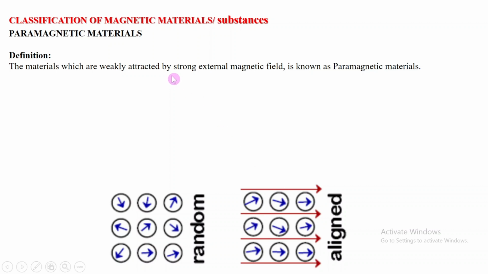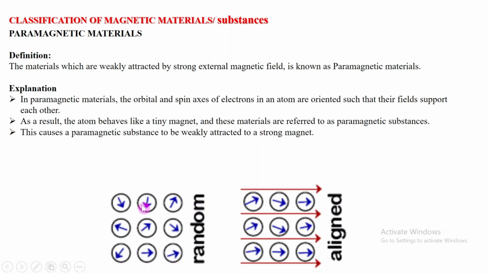Now the magnetic materials are classified into paramagnetic materials, diamagnetic materials, and ferromagnetic materials. Paramagnetic materials are those materials which are weakly attracted by a strong external magnetic field. There are some materials which, if we provide a strong external magnetic field, are weakly attracted towards that strong magnetic field, and we call that a paramagnetic material. In paramagnetic materials, the orbital and spin axes of the electrons in the atoms are oriented in such a way that they support the magnetic field of each other, so they support the external magnetic field.